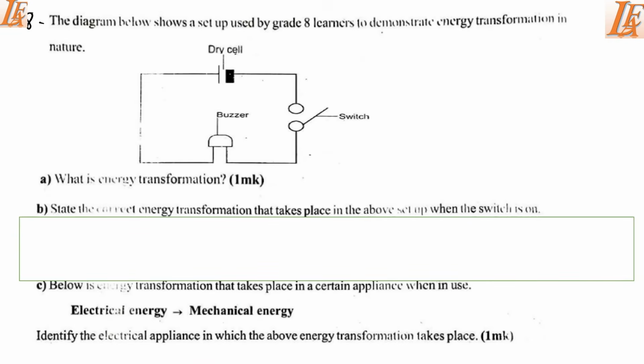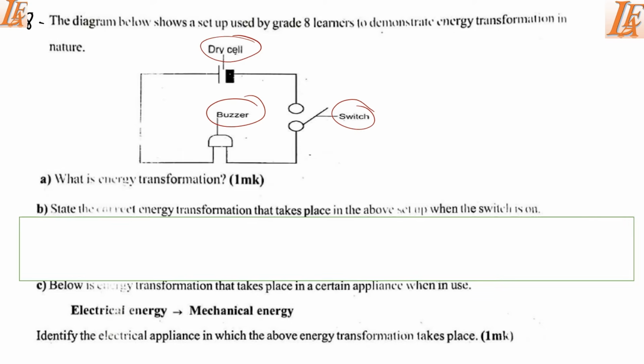The diagram below shows a setup used by grade 8 learners to demonstrate energy transformation in nature. So here we have a simple circuit where we have a dry cell, which is the source of energy. Then we have a switch, and then finally we have a buzzer. A buzzer in this case is an electrical device that produces sound when current flows through it.